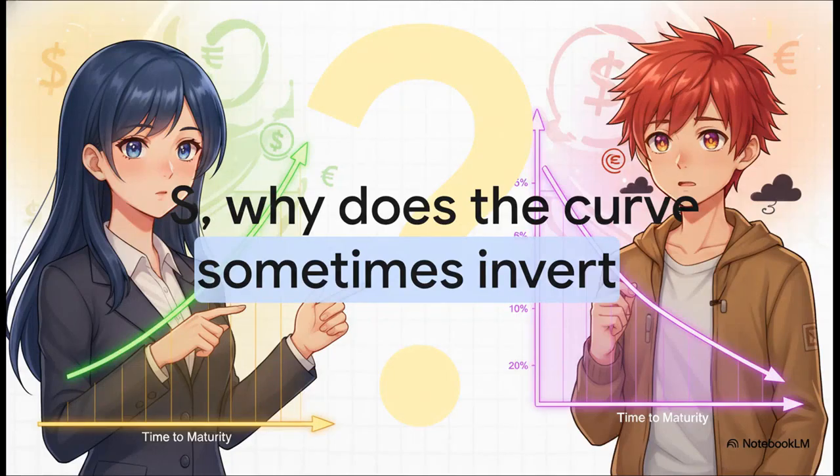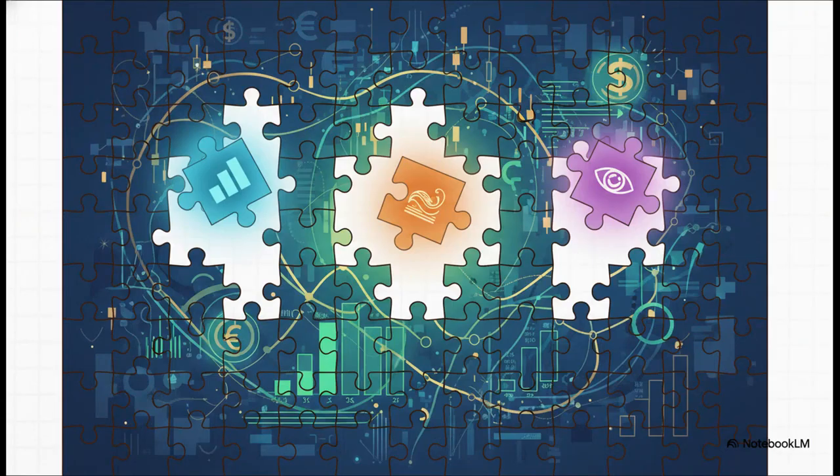And look, this isn't just some boring academic debate. Cracking this puzzle is the key to understanding why this simple line on a chart has been an almost freakishly accurate predictor of recessions for the last 50 years. It's the code we're here to break. So how do we explain it? Well, economists basically have 3 main theories.